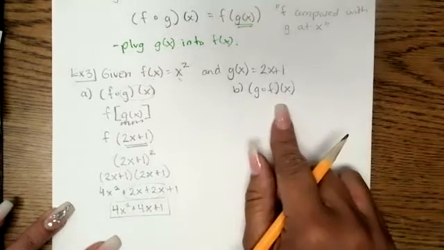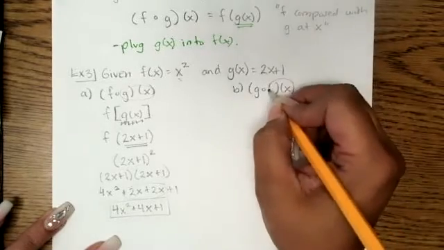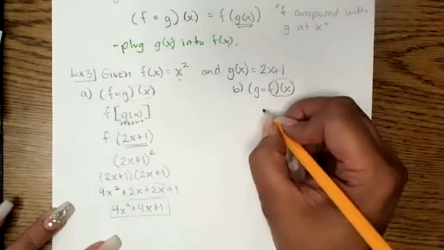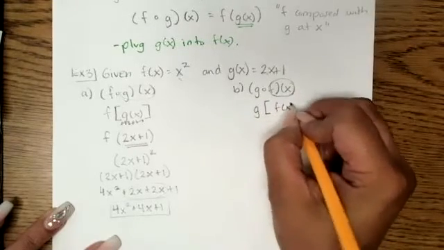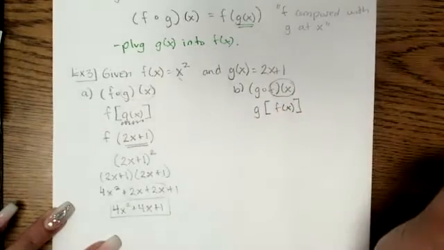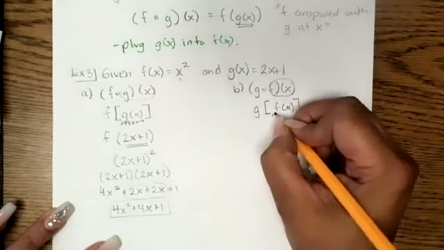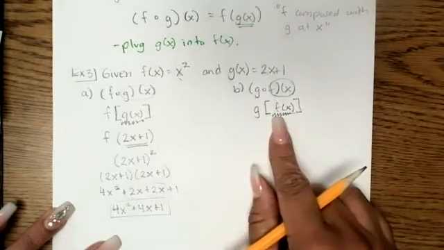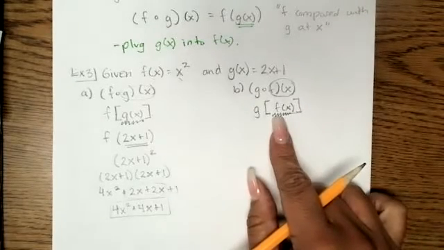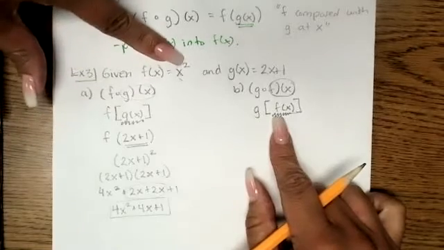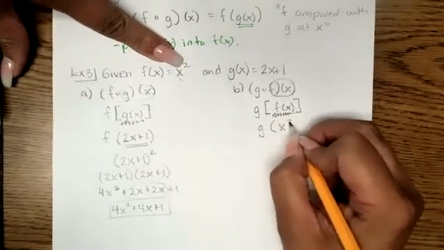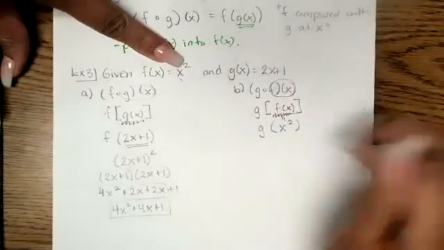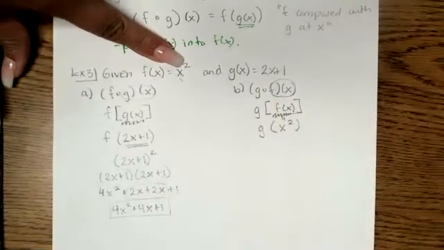Now, b is different because on b, since the f is closer to the x, that's going to go on the inside. So the g is on the outside and the f of x is on the inside. You first have to plug in the f of x because that's inside the parentheses. So what does f of x equal? It equals x squared. So I'm going to put an x squared right there. So that's g of x squared. Once I plugged it in, it's gone.